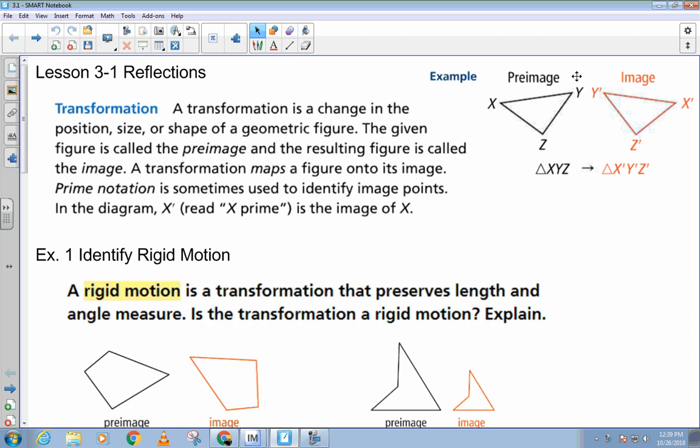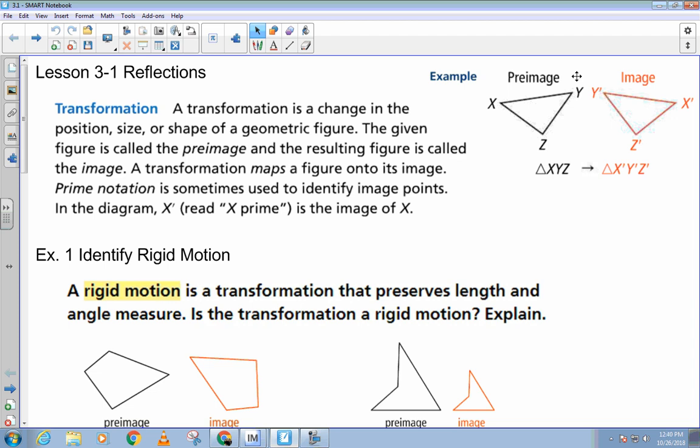Now, what is a transformation? A transformation is a change in the position, size, or shape of a geometric figure. The given figure is called the pre-image, and the resulting figure is called the image. A transformation maps a figure onto its image, and prime notation is sometimes used to identify image points.